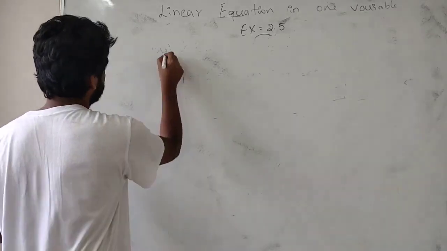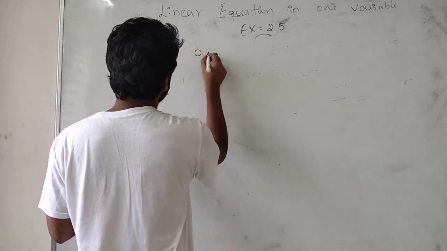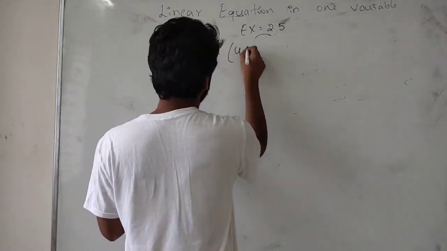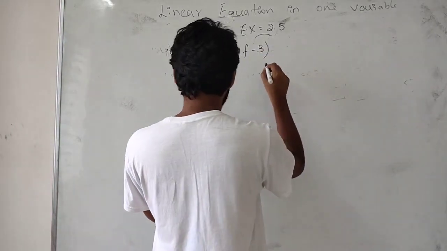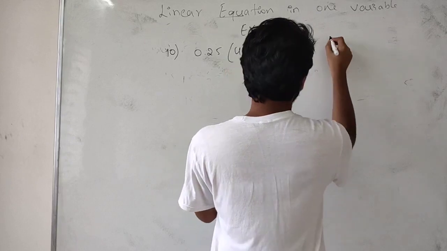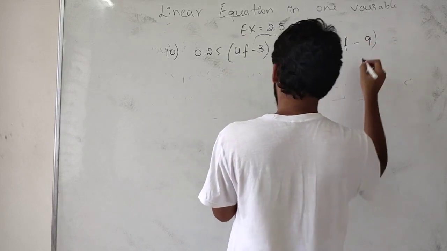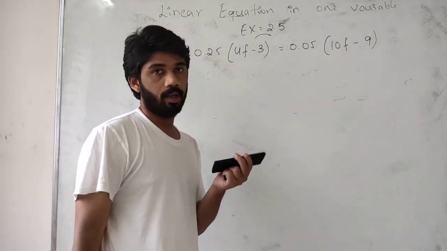So 10th one is 0.25(4f minus 3) is equal to 0.05(10f minus 9). So we have to find the value of f.